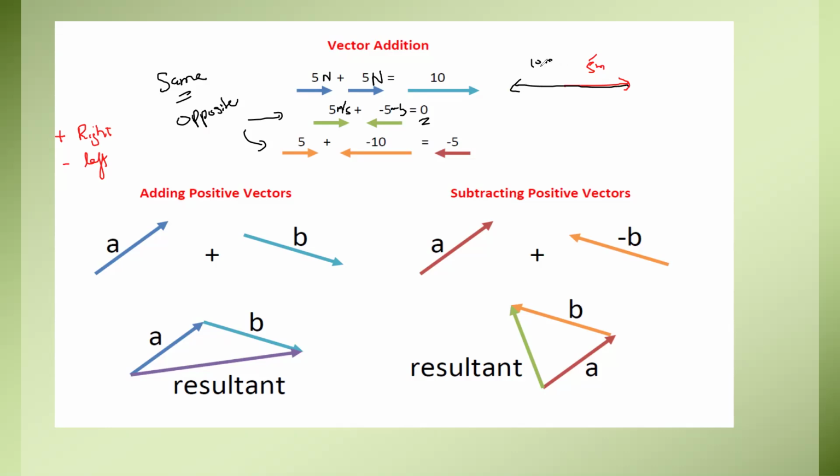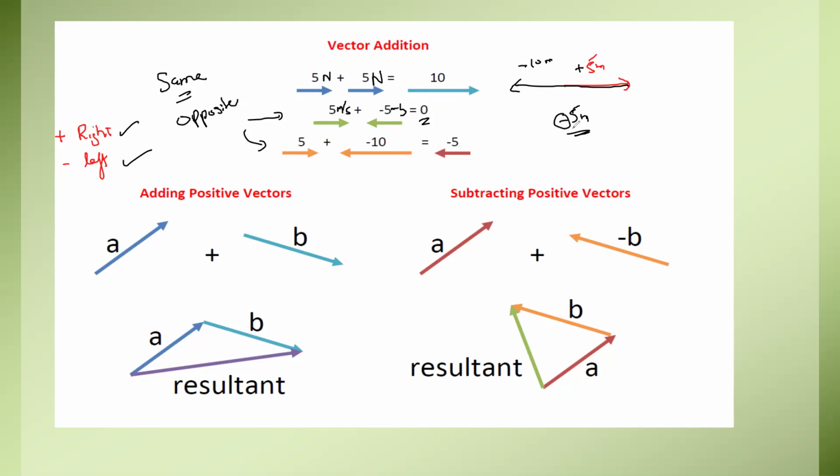Because the 10 is towards the left, if we consider the right-hand side as positive, the left-hand side we should consider as negative. Or it can be the other way around: the right you can take as negative, and the left will be positive. Here we are taking the right-hand side as positive and the left as negative. So it's minus 10 and plus 5. So the resultant vector will be minus 5 meters.